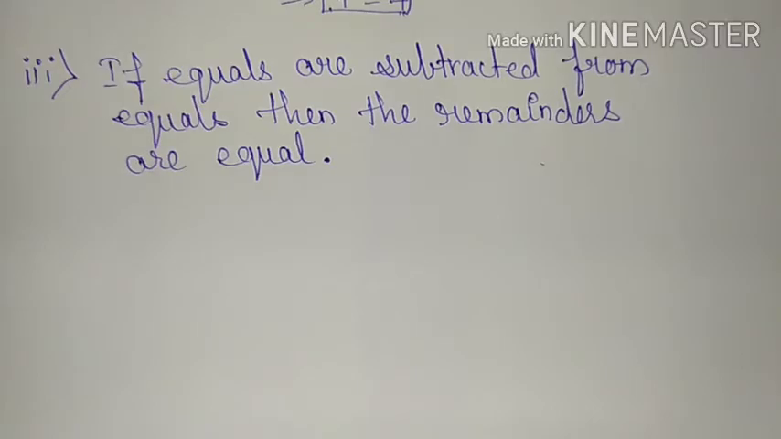The third axiom says that if equals are subtracted from equals, then the remainders are equal. This is the reverse operation of the second axiom. In the second axiom, we added equals to equals. Thus we get the wholes or the sums to be equal to one another. Whereas in the third axiom we are going to subtract the equals from equals. Then we will see that the remainders or the differences which we get will be equal.